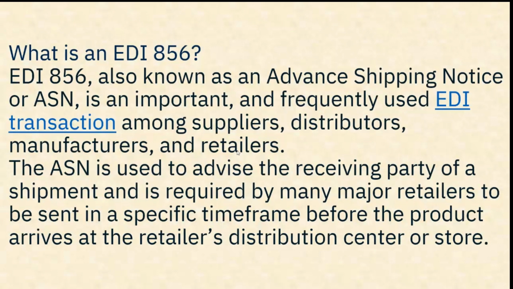It is an important and frequently used EDI transaction among suppliers, distributors, manufacturers and retailers. So the ASN is used to advise the receiving party of a shipment, and it is required by many major retailers to be sent within a specific time frame before the product arrives at the retailer distribution center or store. Okay, so it means advance, it means before supplying the product it will require one shipping notice, and that shipping notice is nothing but your EDI 856.